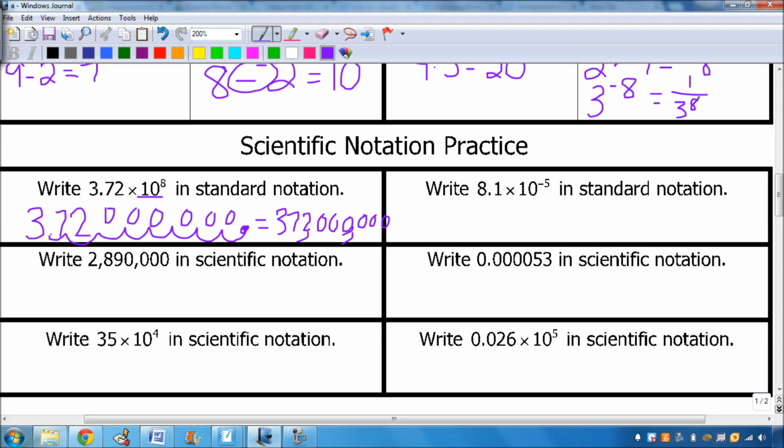Okay, now this next example, you're multiplying by a negative exponent, which means that you're really technically dividing by 10. So here we're dividing by 10 5 times. So if I'm dividing by 10, my number is going to get smaller.